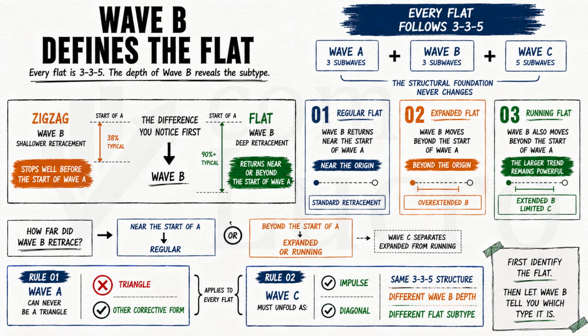Next comes the flat, which has 3 subtypes: regular, expanded, and running. Every flat subdivides 3-3-5, and 2 rules apply. Wave A can never be a triangle, and wave C must unfold as either an impulse or a diagonal. The difference you notice first between a flat and a zigzag is wave B. In a flat, wave B retraces all the way back, near or beyond the start of wave A, and how far it goes is exactly what determines the subtype.